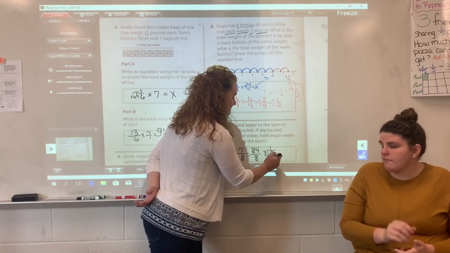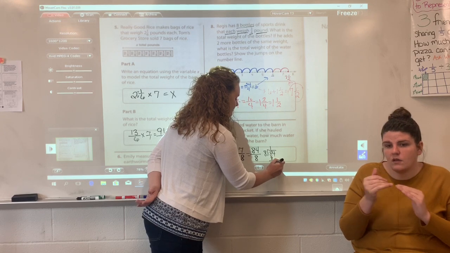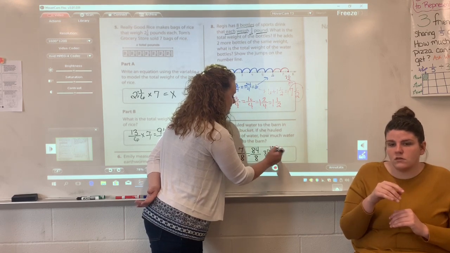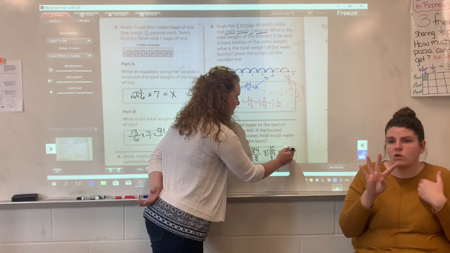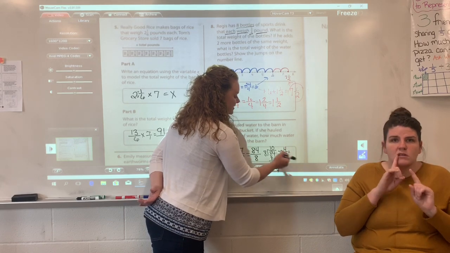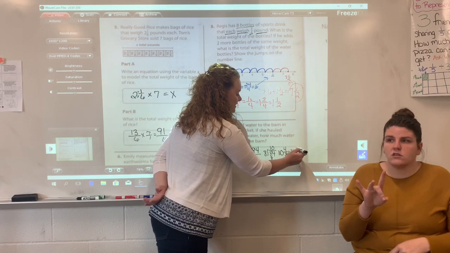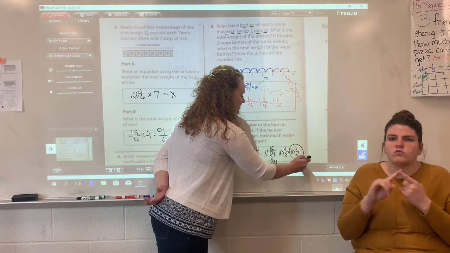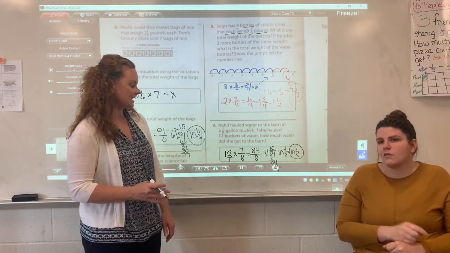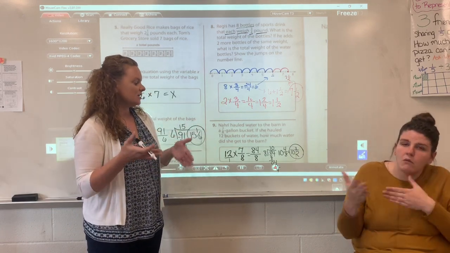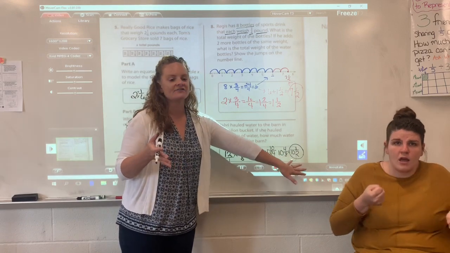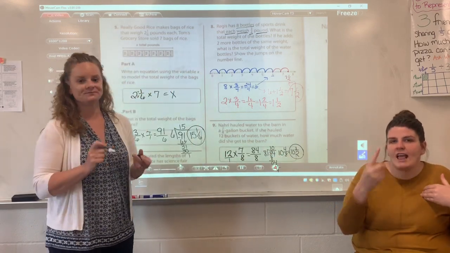8 goes into 8 one time. Subtract, bring down my 4. 8 doesn't go into 4, we put a 0 there. I end up with a 4, so I have 10 and 4/8, which simplifies down to 10 1/2. So by the time she's done taking 12 buckets of water, each bucket holding 7 and 1/8 gallons, she will have 10 1/2 gallons of water at the barn.